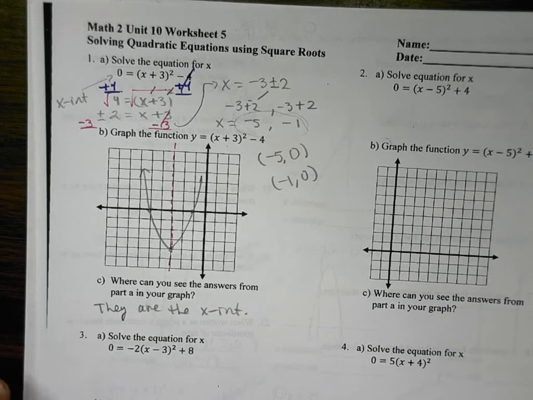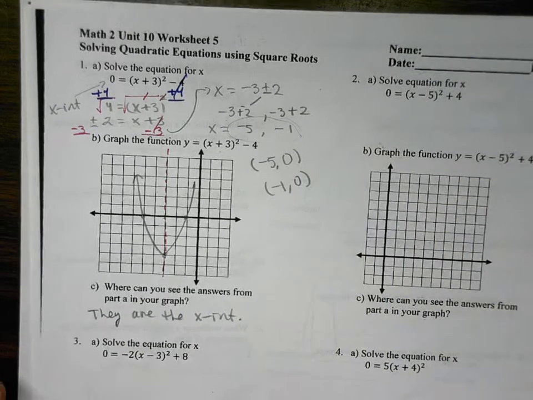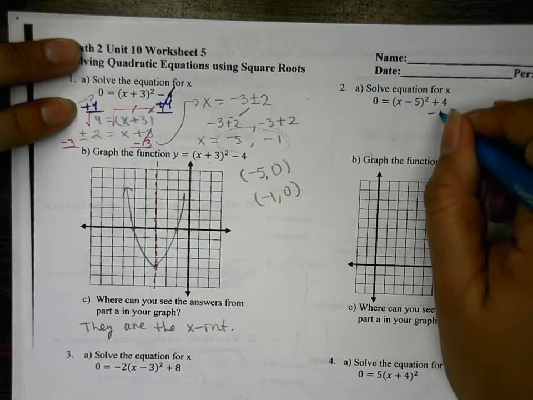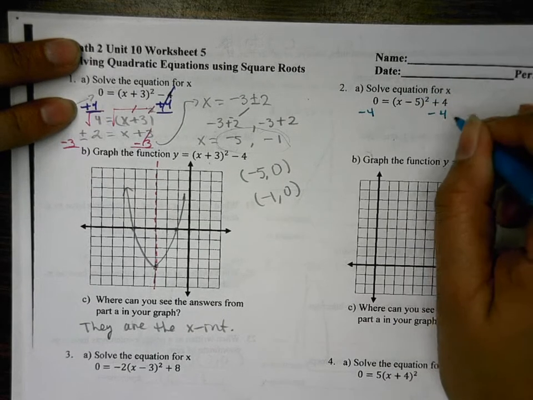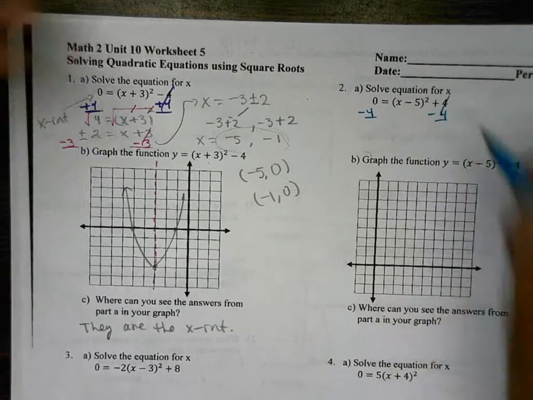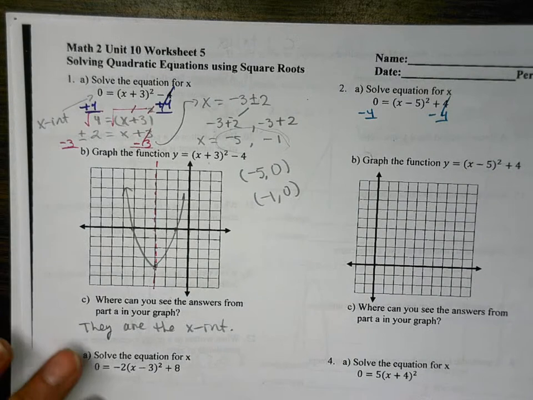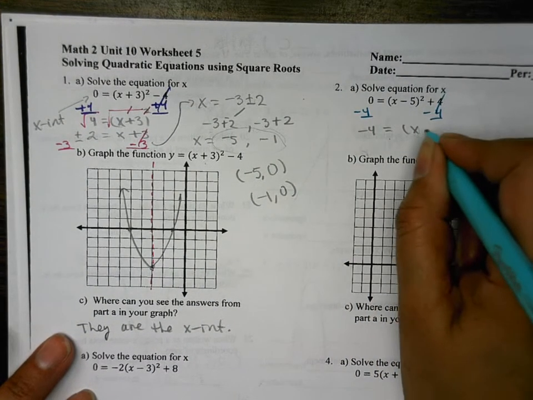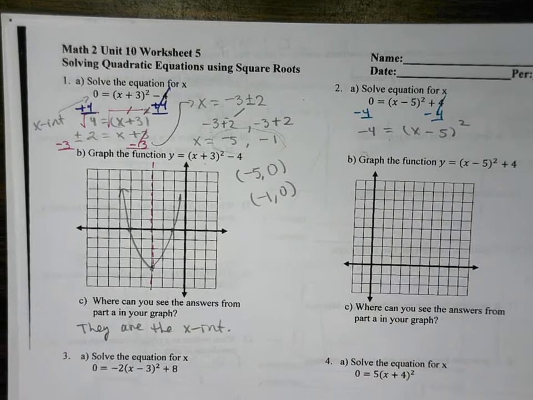Okay? All right, next one, Ashley, can you give me the first step? Subtract the 4. And that is negative 4 equals the quantity x minus 5 squared. Do you guys all agree with her first step? Yes? Alex, can you give me the second step?